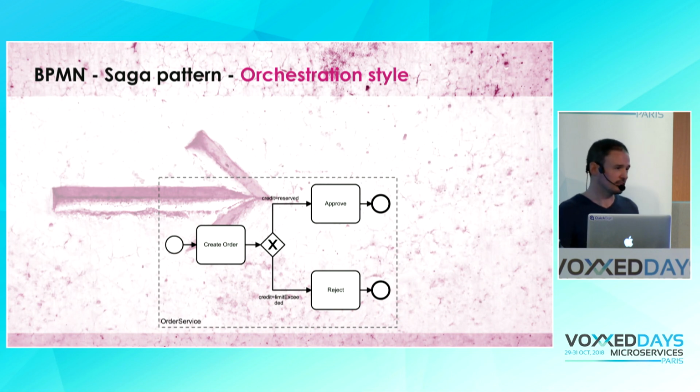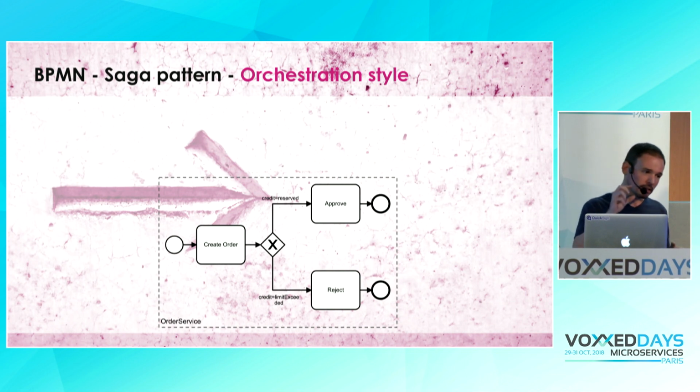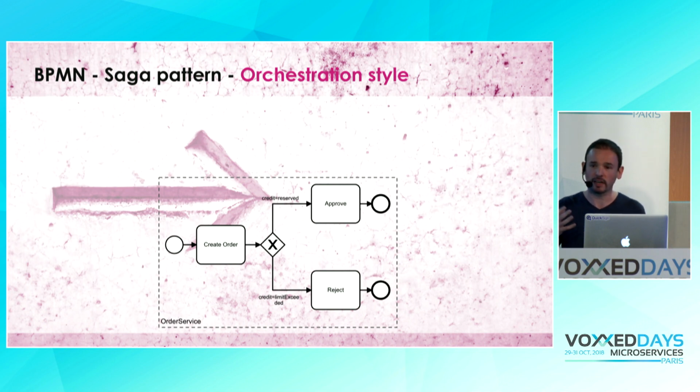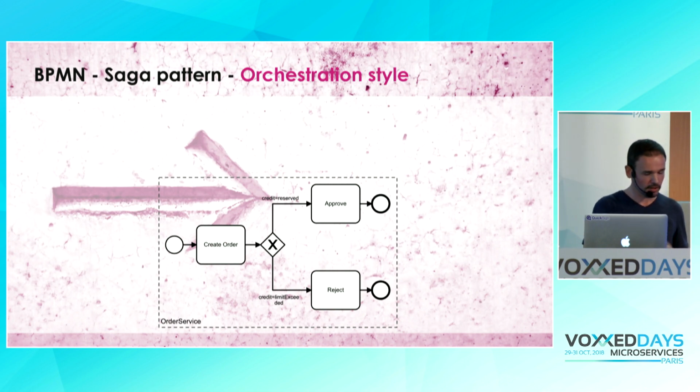How does BPMN fit in? Well, it's actually a Saga pattern implementation. There are two styles. The orchestration style, which is the simplest. When you execute your BPMN process, when you execute an activity, you simply call a remote microservice using some kind of RPC call. You get the result, and based on the result of your call, you take action and decide whether you want to approve or reject, in that case, your order creation request.